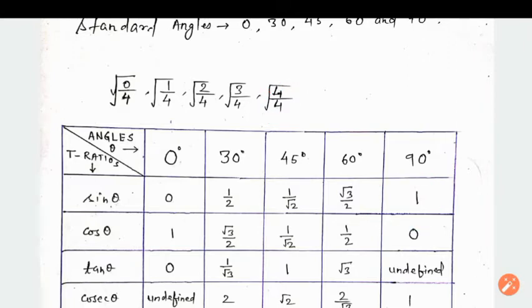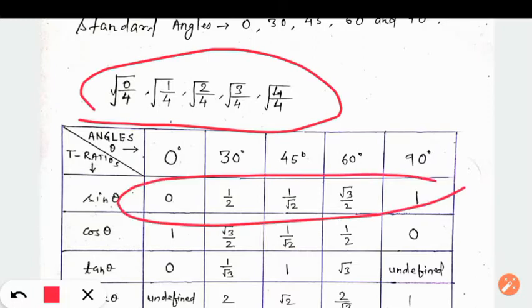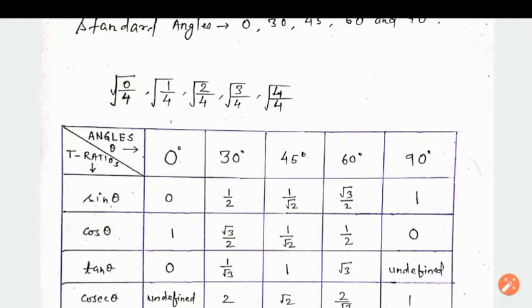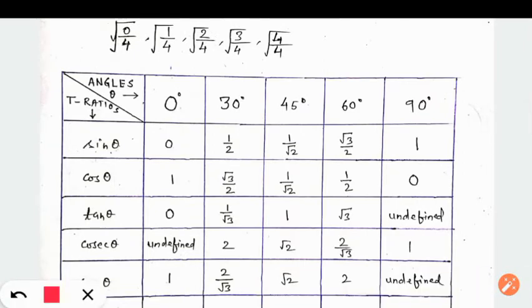So with the help of these 5 numbers, we have filled the first row, and we know the value of sine 0 degree, sine 30 degree, and the value of sine 45, 60, 90 degree. Okay, now let us discuss cos. How are we going to find the values of cos 0 degree, 30 degree, 45, 60, 90?